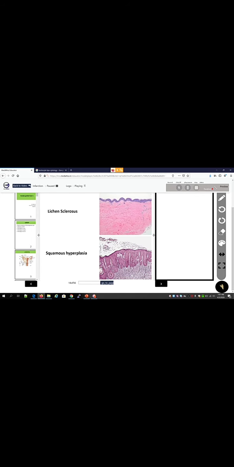So coming to lichen sclerosus. In this picture, this is a microscopic picture where you can see there is marked thinning of the epidermis with sclerosis of the superficial dermis, and you can see there is a chronic inflammatory cell infiltrate in the dermis.